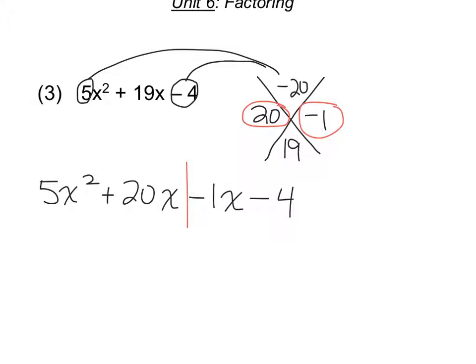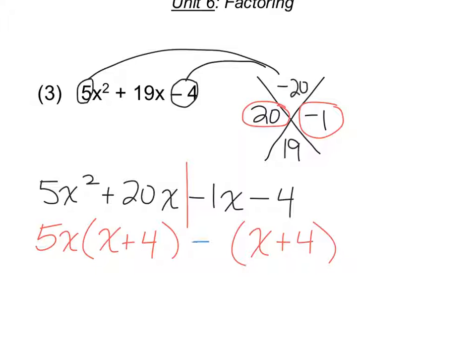Partition, right down the middle. GCF? 5x. 5x. Then x plus 4. Now we know that the binomial has to be the same left side to right side, so I know I'm looking at another x plus 4. What would the coefficient have to be there? -1. I now have a common x plus 4 that I could pull out, and that would leave me with a 5x minus 1.